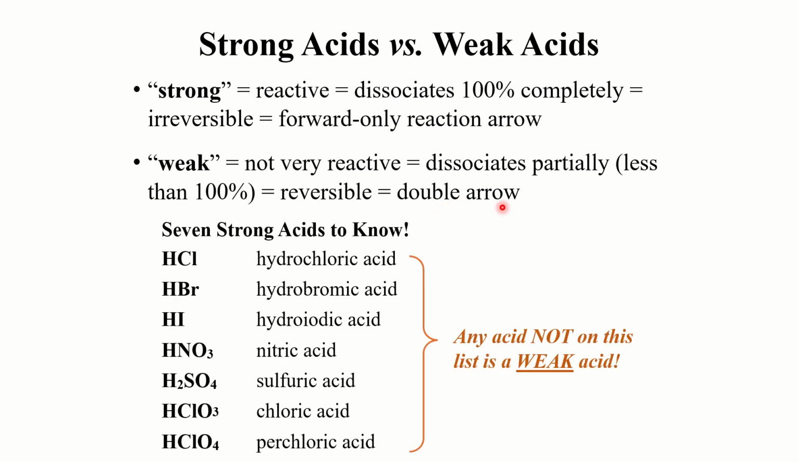There are 7 strong acids I expect you to know: HCl, HBr, HI, HNO3, H2SO4, HClO3, and HClO4. These are the 7 strong acids I expect you to know. Any acid not on this list is a weak acid.